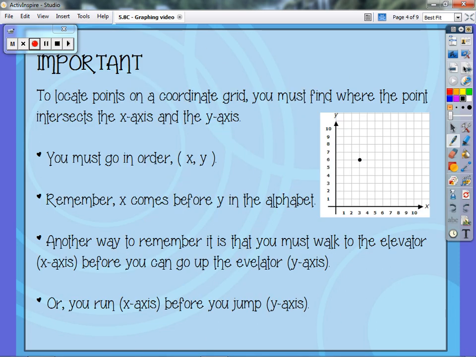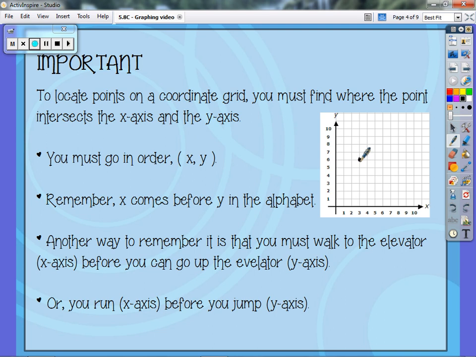Important. Here's some important information when you first begin talking to your students about graphing and ordered pairs. To locate points on a coordinate grid, you must find where the point intersects the x-axis and the y-axis. So we need to be looking here where the x-axis intersects with the y-axis here. You must go in order.